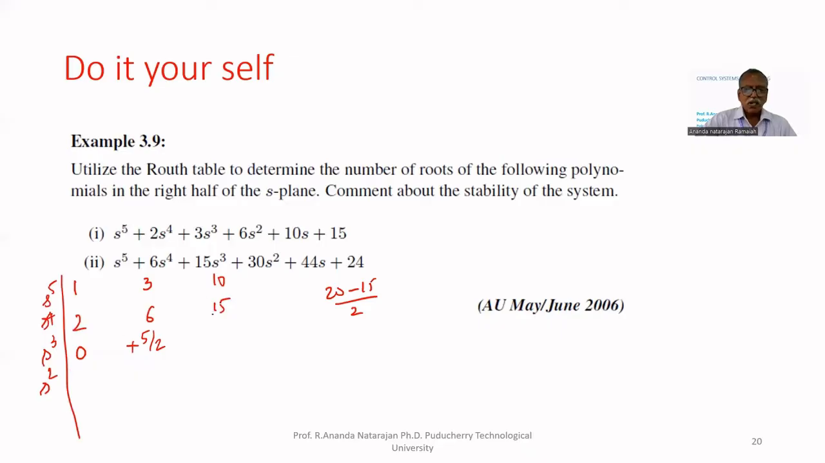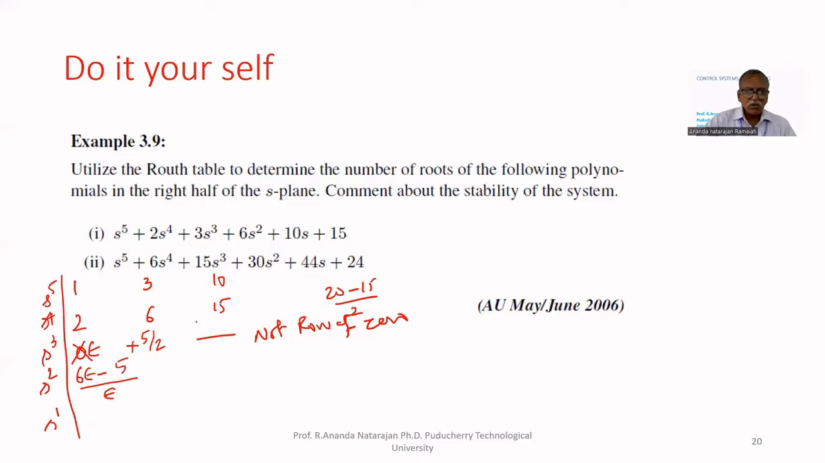Okay. S square is, here it is not a row of 0. And S cube, only one element is 0. That's why we have to replace this by epsilon. So we are replacing this by epsilon. Now we have to find S square row: 6 epsilon minus 5 upon epsilon.